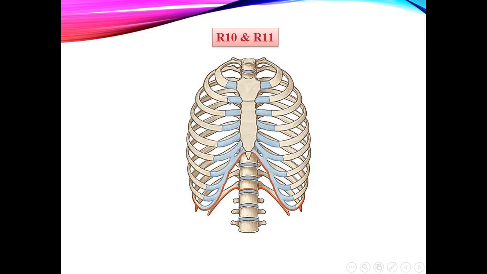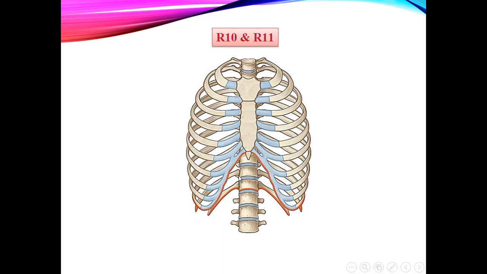The second rib, or R2, is an atypical rib because it has no distinct costal groove. Its costal groove is not very visible, and because of that, R2 is considered as an atypical rib. What about the three lower ribs?